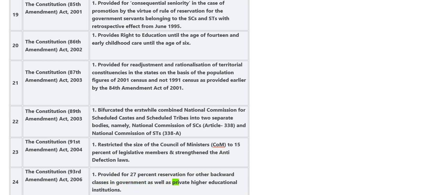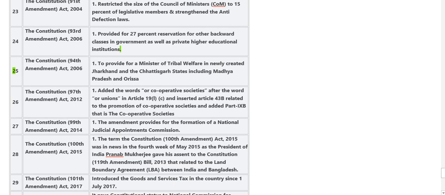24. The Constitution 93rd Amendment Act, 2006. Provided for 27% reservation for other backward classes in government as well as private higher educational institutions. 25. The Constitution 94th Amendment Act, 2006. To provide for a Minister of Tribal Welfare in the newly created Jharkhand and Chhattisgarh states, including Madhya Pradesh and Orissa.